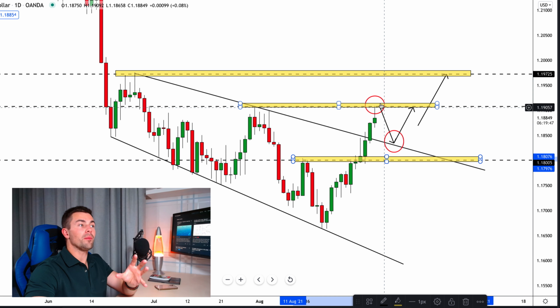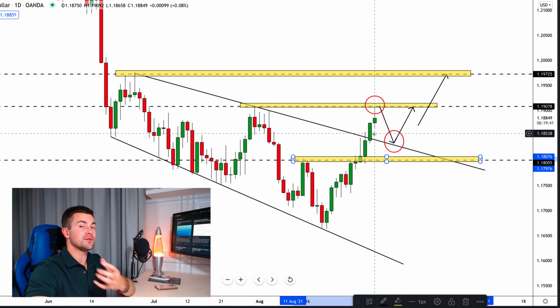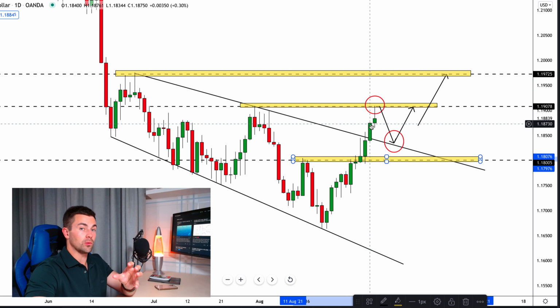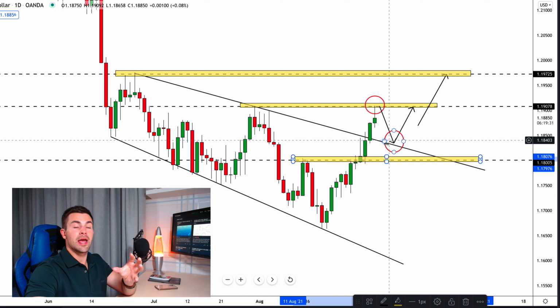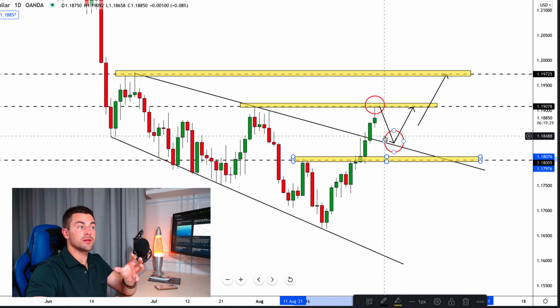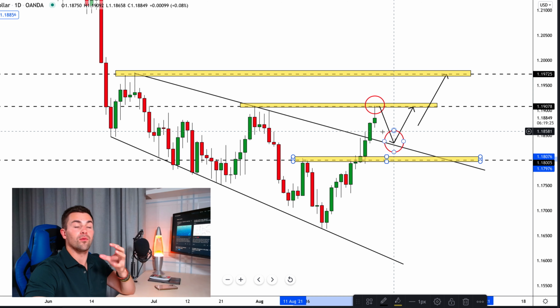Shorting from that level, in my view, is very risky because we recently violated this channel to the upside, and it is a very strong bullish signal for many market participants. But at the same time, the market is overbought. We admit that. So we will wait for the pullback from that structure, and we will try to catch a bullish continuation from that horizontal, from that falling trend line.